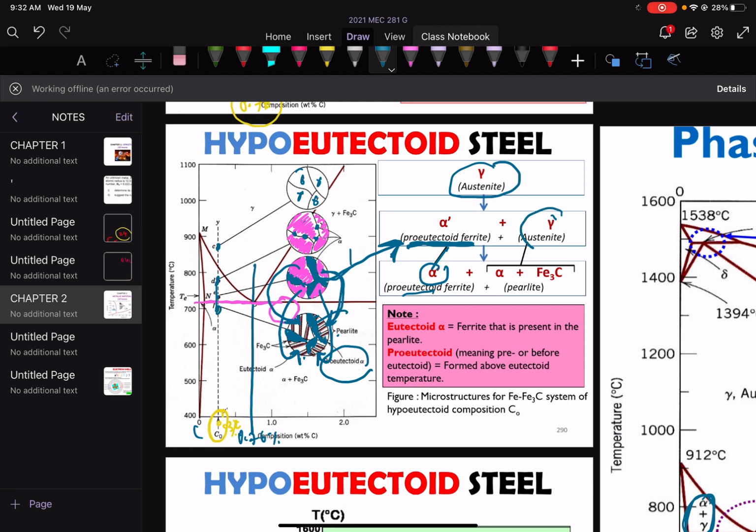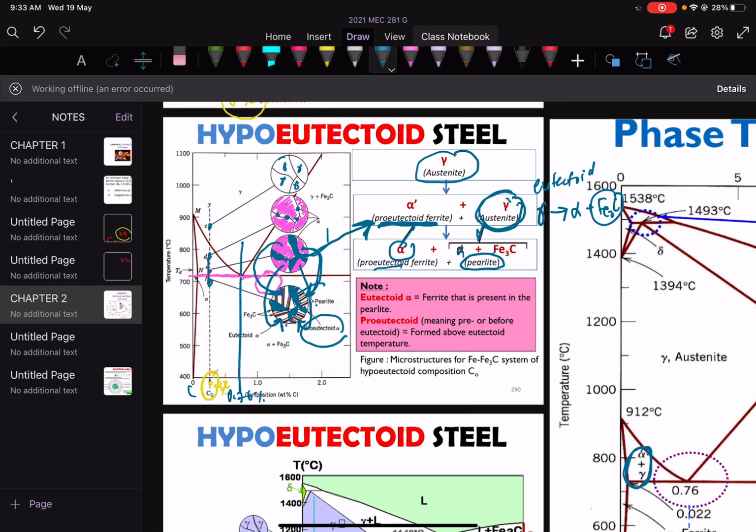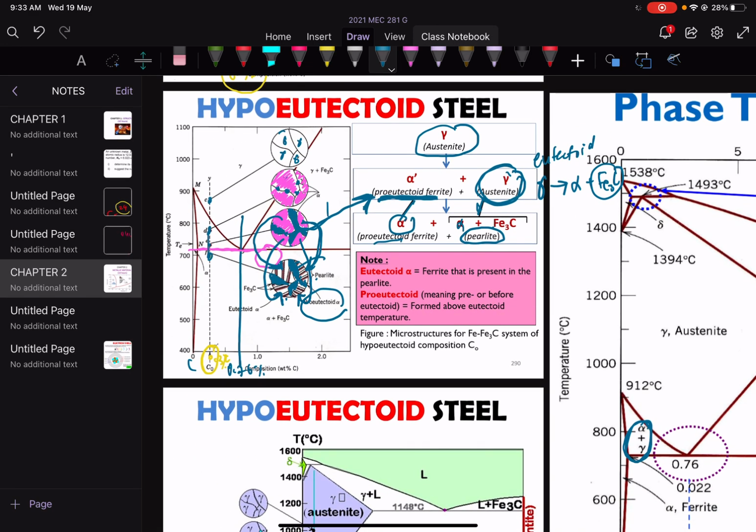And all of the gamma will be, because it has undergone the eutectoid reaction. Remember, eutectoid reaction is from gamma, it transforms into alpha plus cementite. So all of these gamma will now change into alpha plus cementite. So it becomes pearlite. That is how the transformation happens.